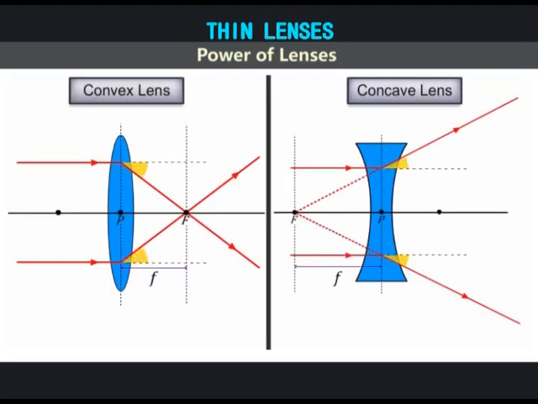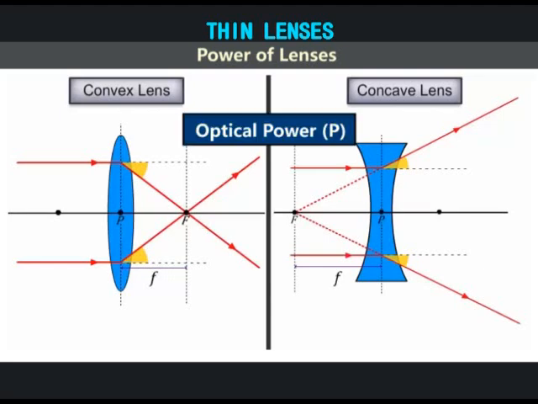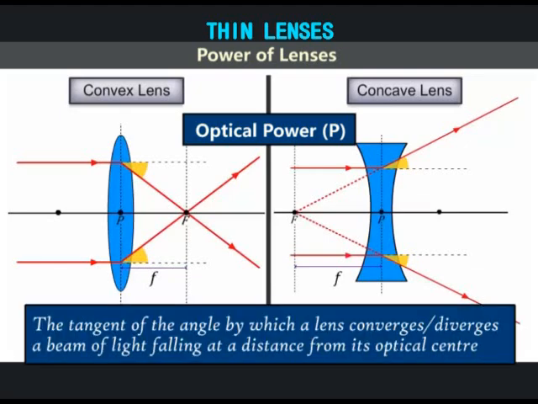The physical quantity that is the measure of convergence or divergence of light introduced by a lens is called its optical power. The optical power of a lens is defined as the tangent of the angle by which it converges or diverges a beam of light falling at a distance from the optical center.